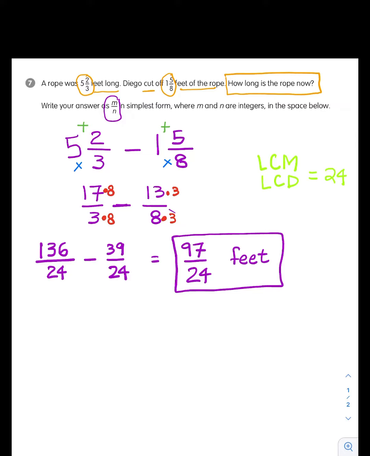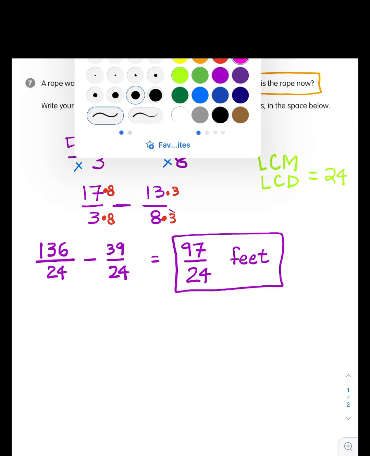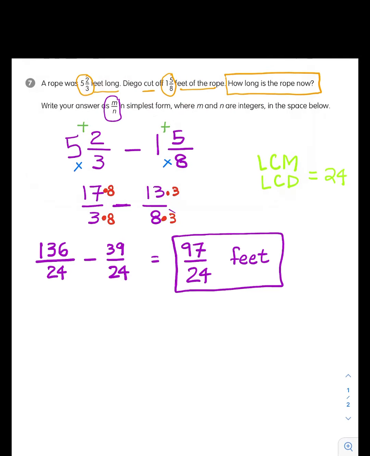Okay, my job is to make you a math genius. This is an interesting question, not too difficult, not too many steps, but this is really important. This is a beautiful math word problem. It's a simple subtraction question. It just happens to involve mixed numbers.